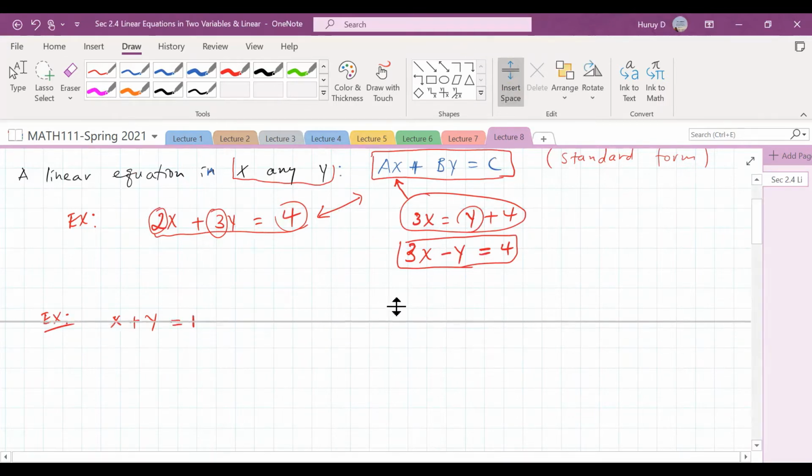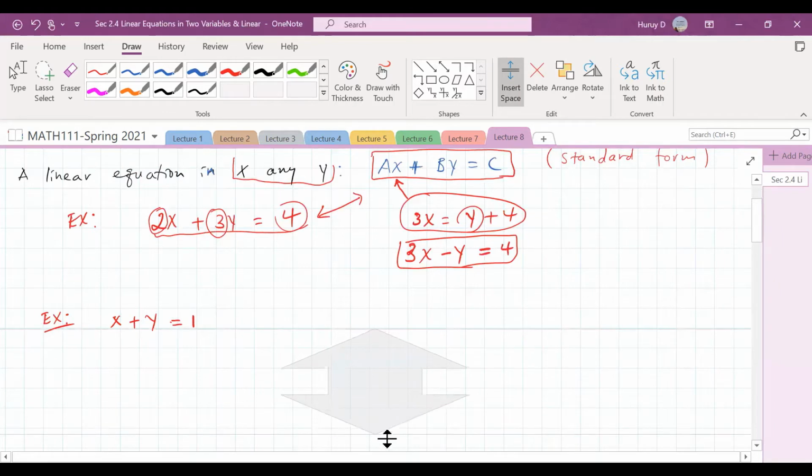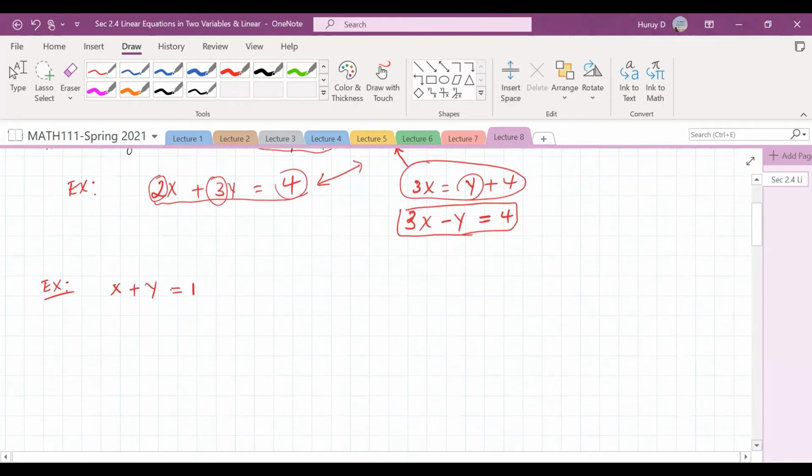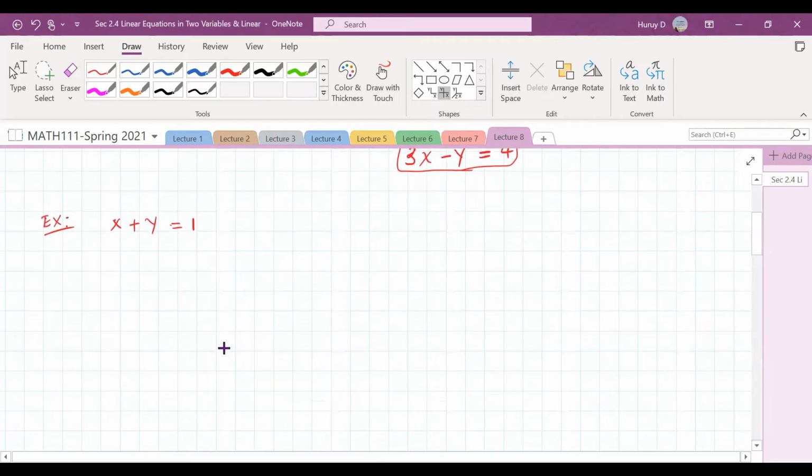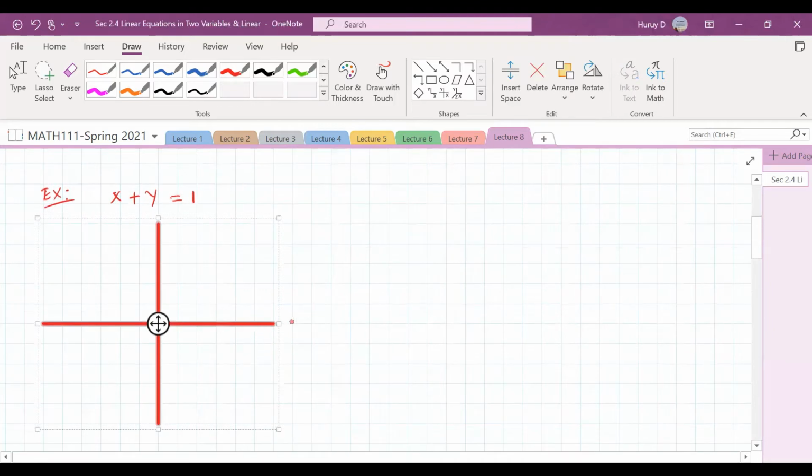What we can do with this one is, let me put this one first. Then we create a table for y and x. Then pick arbitrary values for x. Let's say -1, 0, and 1. I will pick these 3 numbers as arbitrary values for x. Now, for each value of x that we choose, we solve for y.